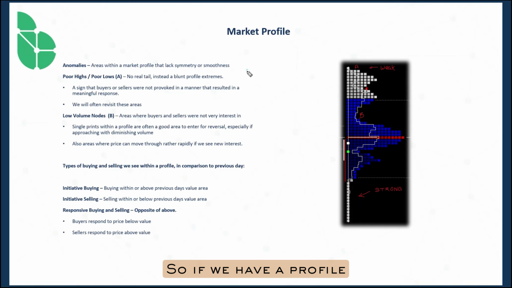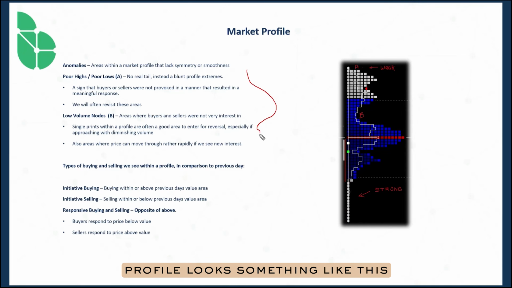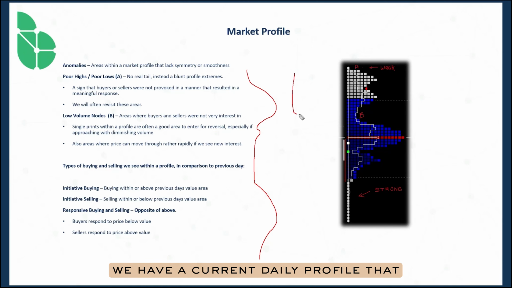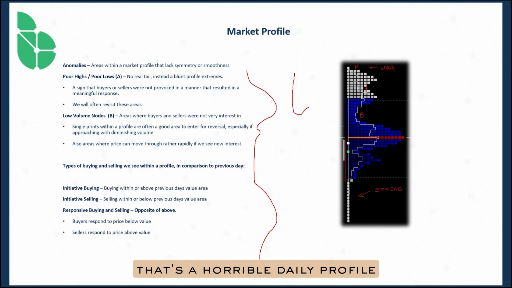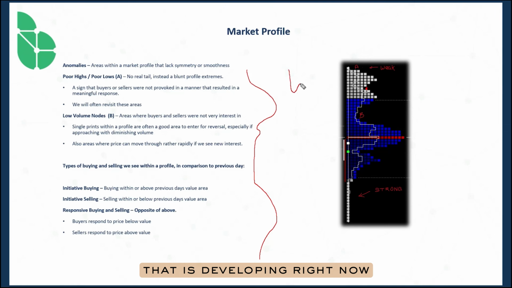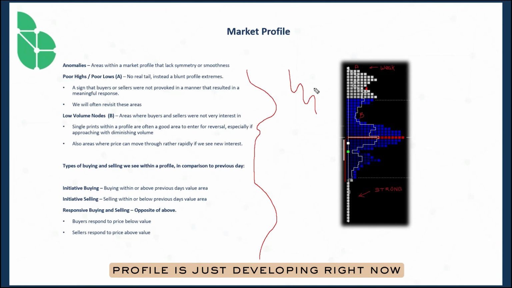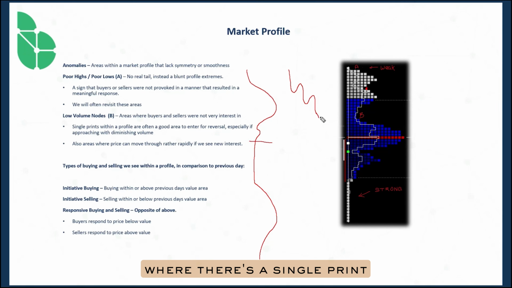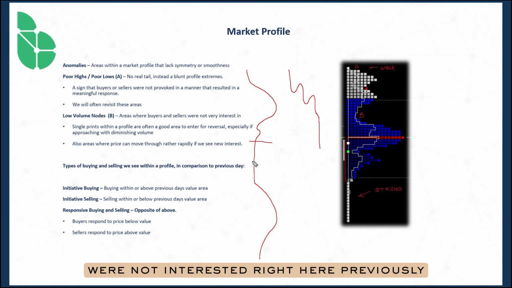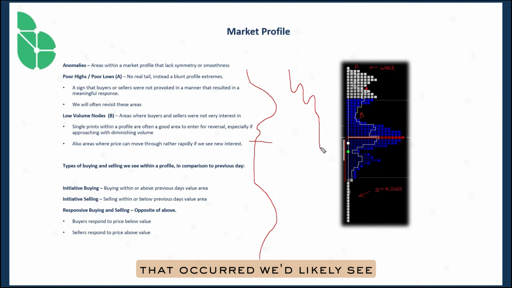So if we have a profile that, let's say on a weekly profile, looks something like this, and we have a current daily profile that's a horrible daily profile that is developing. And this is our previous week's profile. The weekly profile is just developing right now, the beginning of a new week. If we auction into this area where there's a single print, we would expect that since buyers and sellers were not interested right here previously and there wasn't much interaction, we'd likely see a very meaningful response out of this area, or we would like to.